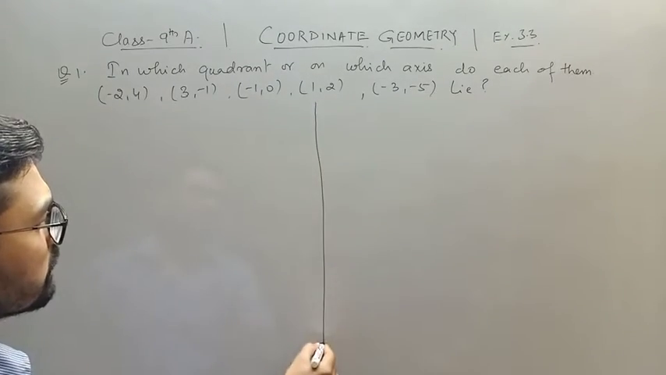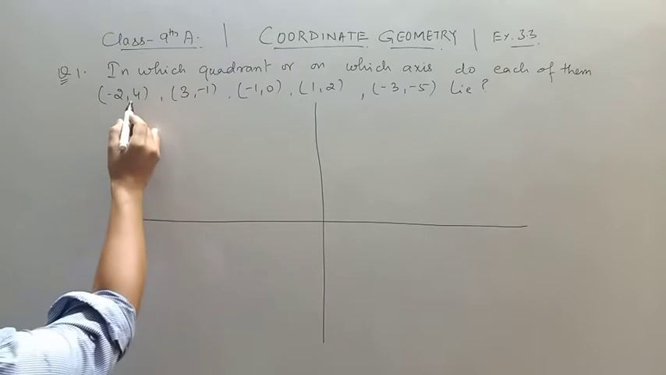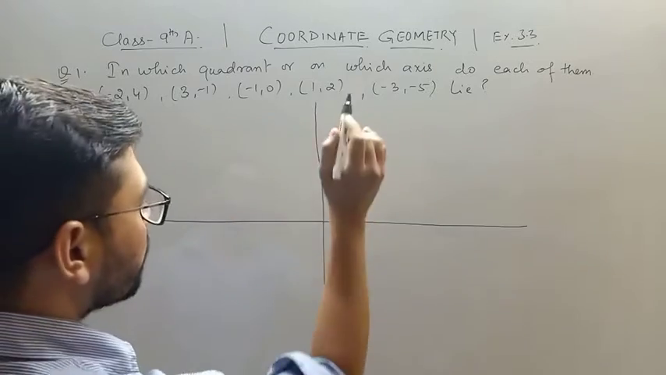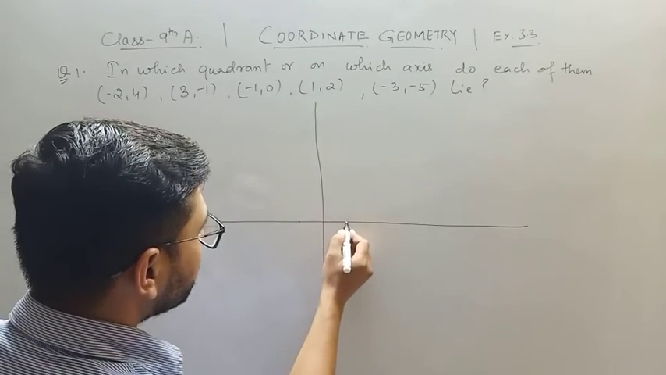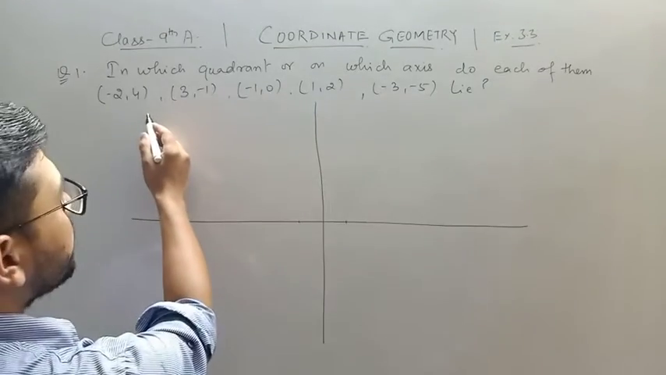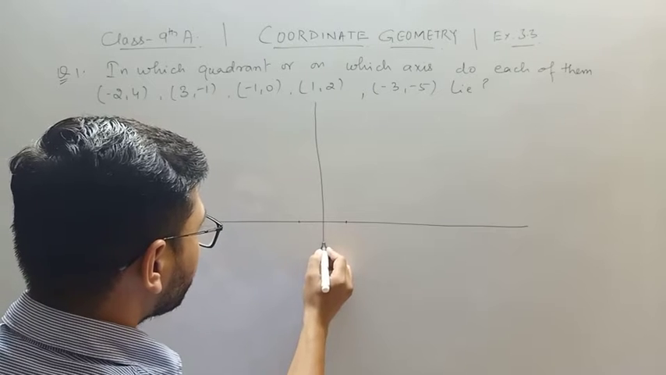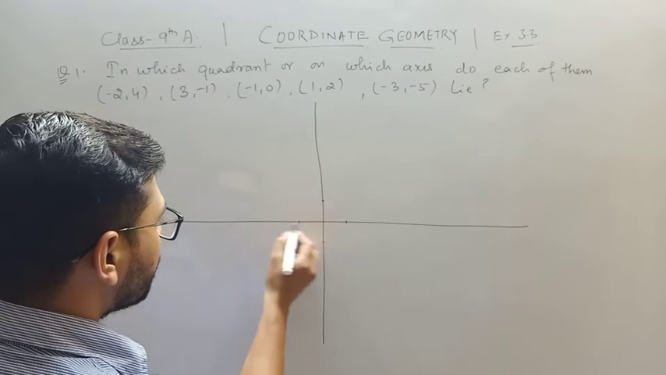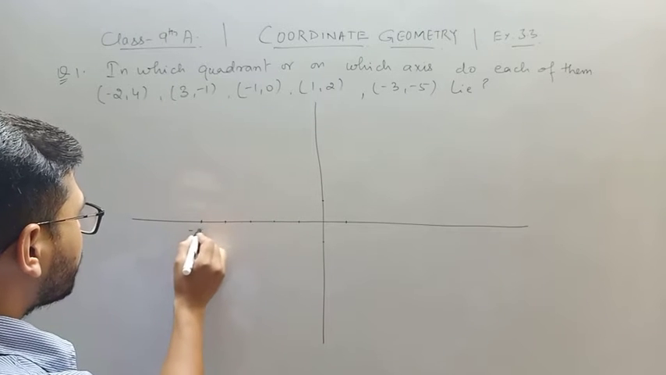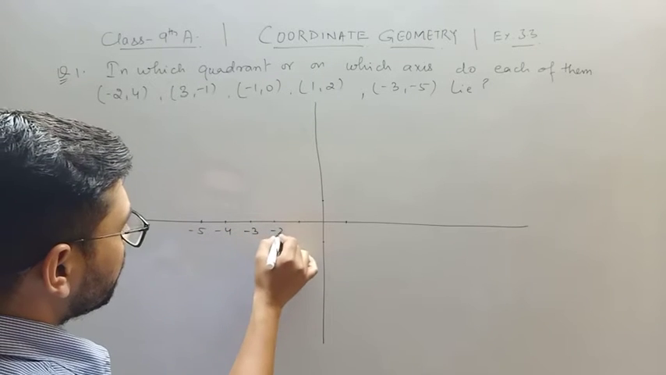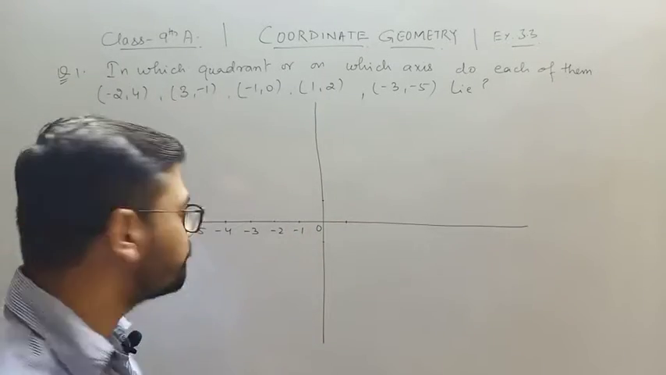So let's say this is my x-axis and this is the y-axis. On the x-axis I have 4 as the maximum value, and in the negative I have maximum -5. So let's take this as the distance. In the y-axis the maximum value is 4 and the minimum value is -1. So this is the distance. So 1, 2, 3, 4 and 5, and -4, -3, -2, 0. This is the origin, where x and y both are 0.